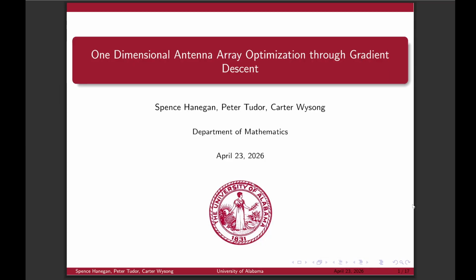Good afternoon. This is one-dimensional antenna array optimization through gradient descent. The team that worked on this project was Spence Hannigan, Peter Tudor, and Carter Wysong.